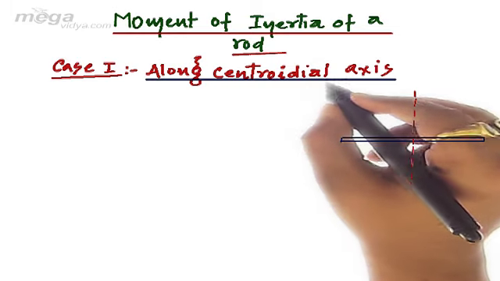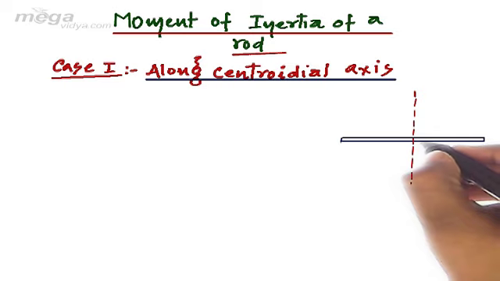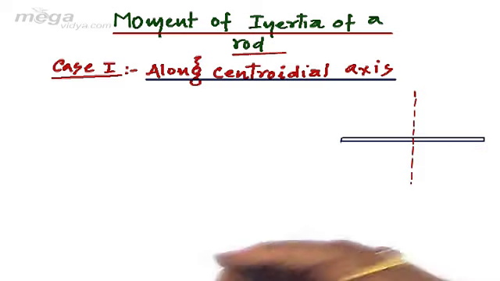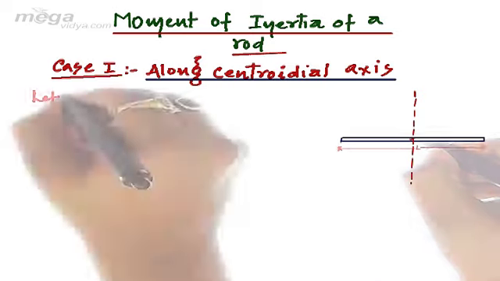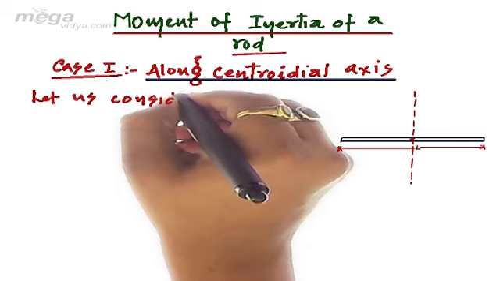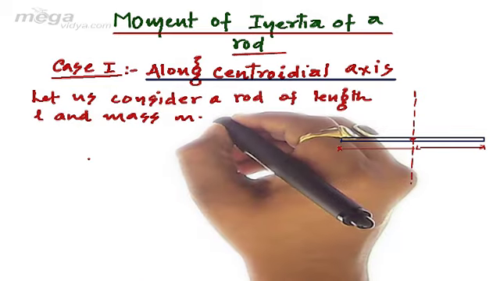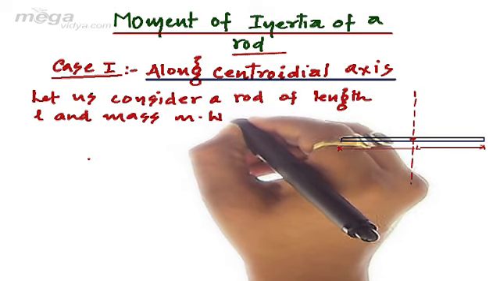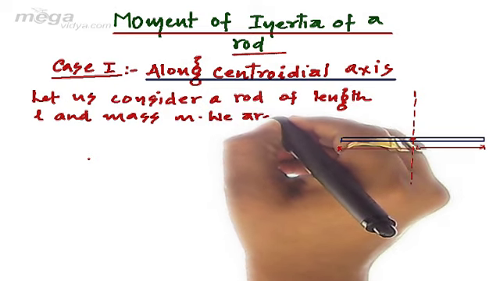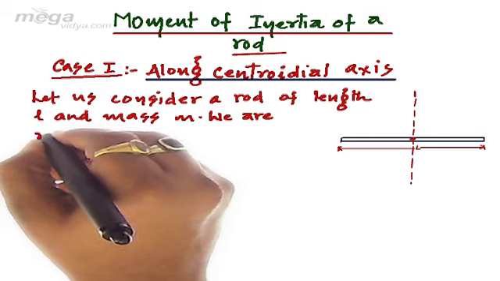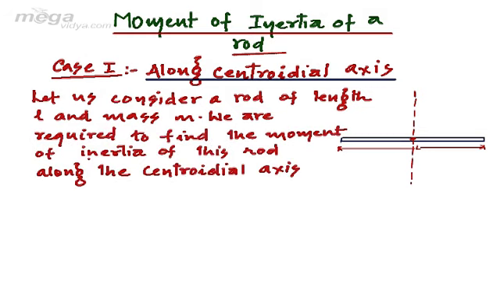Centroidal axis basically means the axis passing through the center and perpendicular to the plane. Let us consider this rod, the length of the rod be L and its mass be M, and we are required to find the moment of inertia of this rod along the centroidal axis, that is the axis passing through the center and perpendicular to its plane. For this, let us consider an elementary length dx having mass dm.